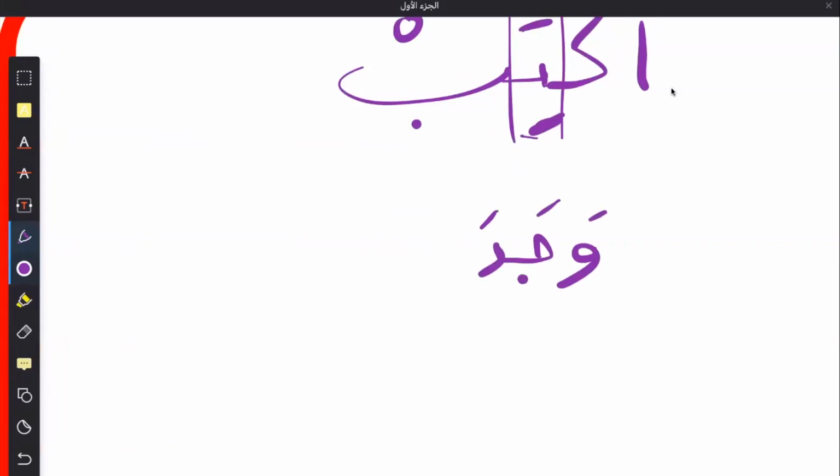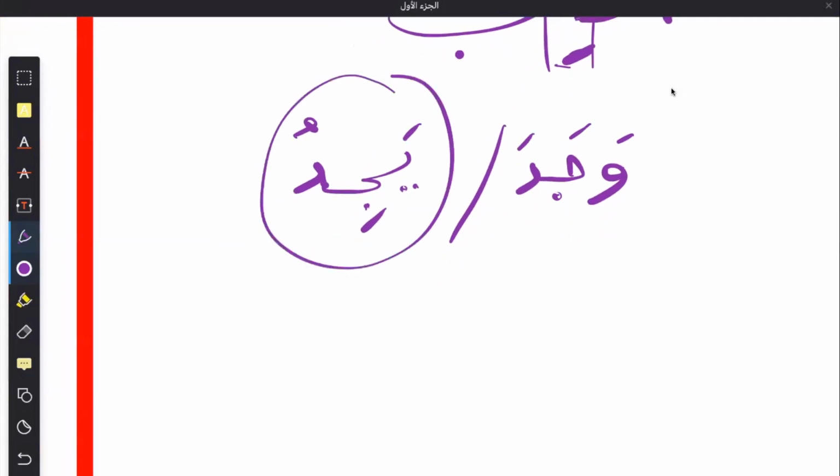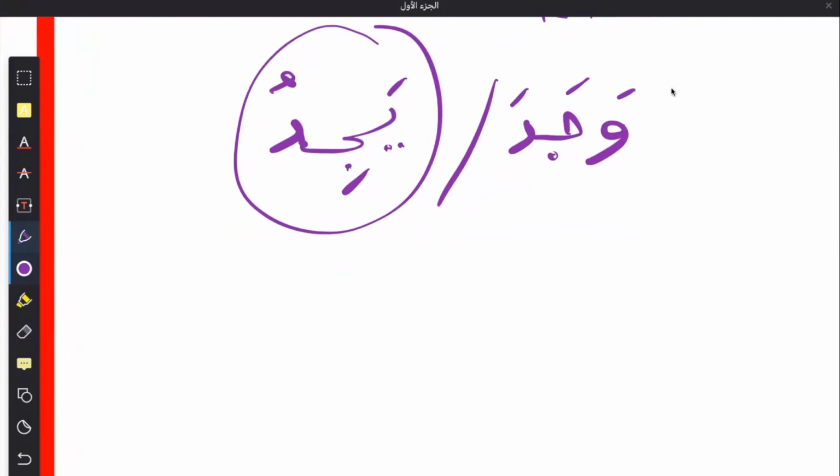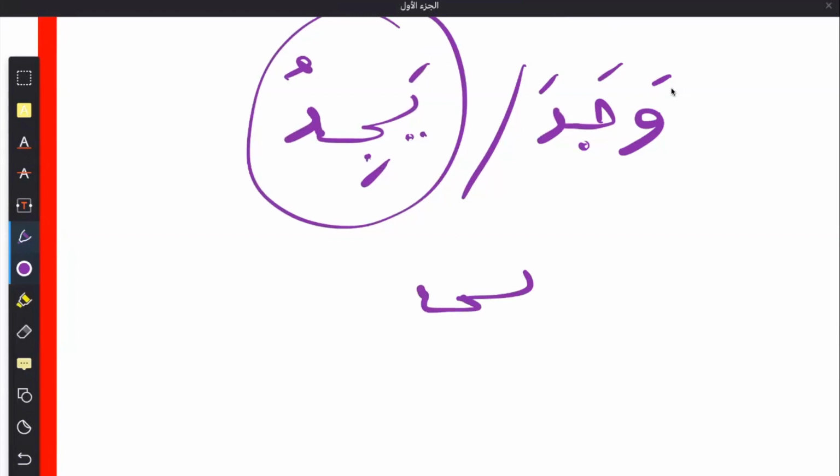Wajada, it's to find, right? And what is the present tense? Yajidu. Wajada yajidu. Yes, it means he finds. Now, who can tell me the present tense second person singular for this verb? You find. Tajidu. Excellent. So the only thing is very simple. We just change this one.